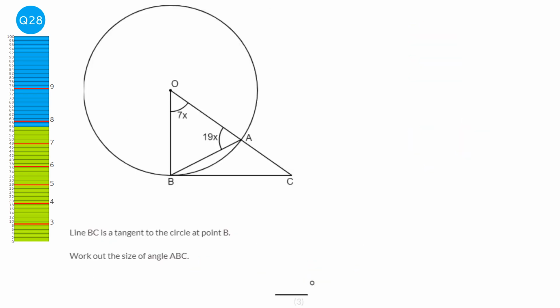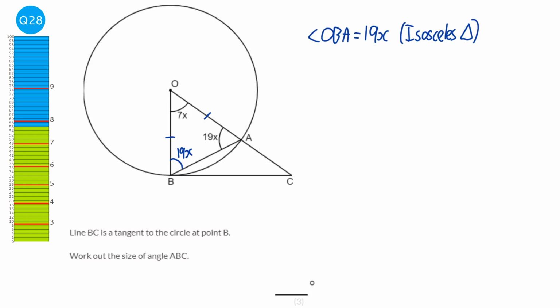First thing to notice is we actually have 2 radii here. So we've got this radius here and this radius here, and all radii are always equal in length. So we have an isosceles triangle here. So this angle here is going to be 19x as well, and we've got to write that down. So we're going to say angle OBA is equal to 19x, and the reason is it's an isosceles triangle. Okay, so we know these two are equal.